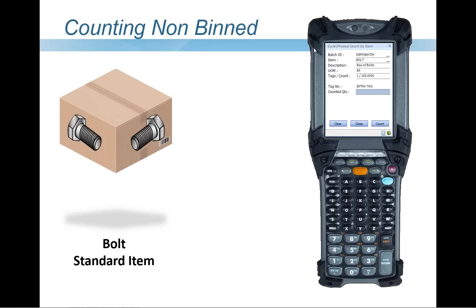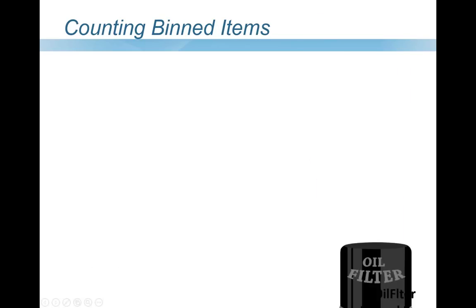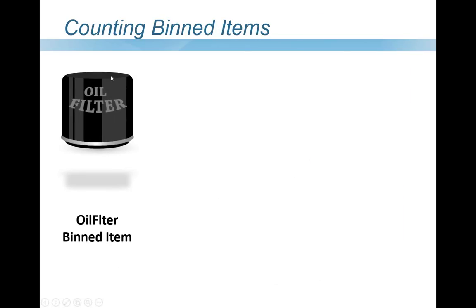And all of the variance reports we're going to show you in a little bit will have those numbers already summarized for you. I'm going to enter in another 100, and we can continue to do that until we have enough items counted. Okay? We're going to move on to our next item to count. We're going to count our oil filter. This is a standard binned item.